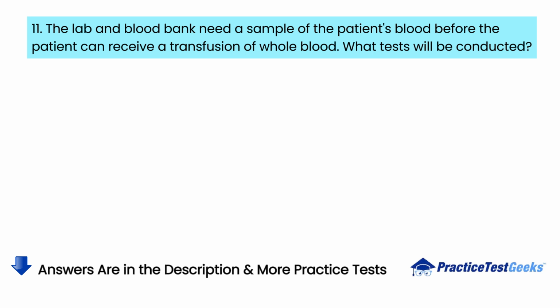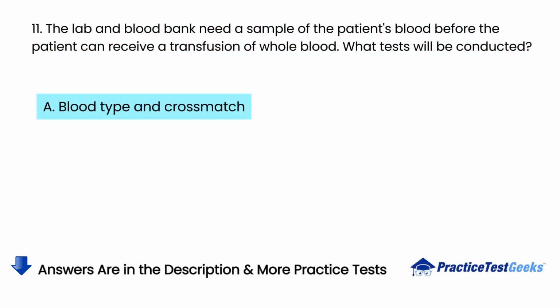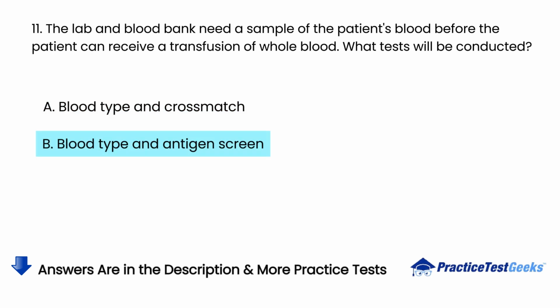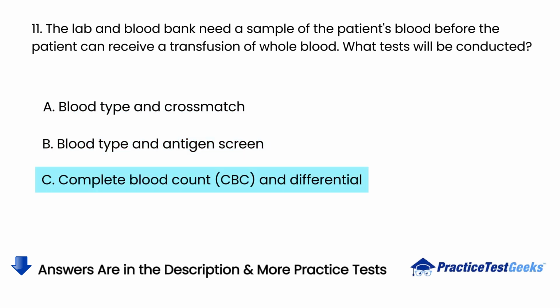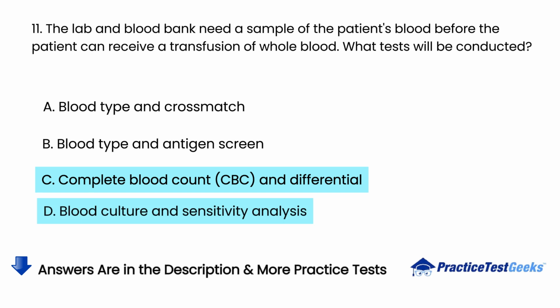The lab and blood bank need a sample of the patient's blood before the patient can receive a transfusion of whole blood. What tests will be conducted? A. Blood type and cross-match. B. Blood type and antigen screen. C. Complete blood count and differential. D. Blood culture and sensitivity analysis.